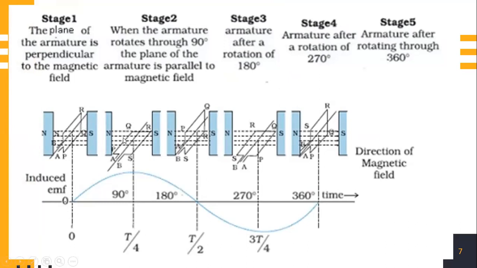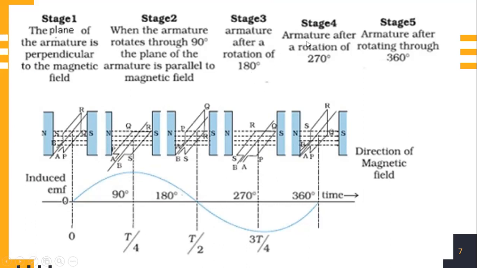When the coil rotates through 90 degrees, the plane of the armature is parallel to the magnetic field. That angle is 90 degrees, and the rotation is a quarter, T/4. Then after a rotation of 180 degrees, the armature becomes vertical again. It is T/2. Here the EMF induced is 0.